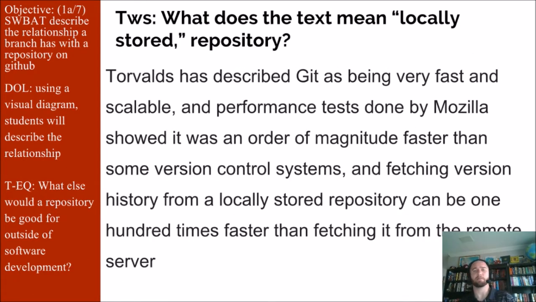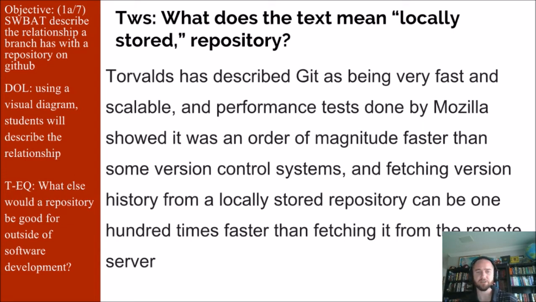What does a text mean when it says locally stored? So Torvalds has described Git as being very fast and scalable, and performance tests done by Mozilla showed it was an order of magnitude faster than some various version control systems out there. So there are more than one. There is more than just Git. I chose Git because of its popularity, and I think it will be a great tool for such an introductory type of class such as ours.